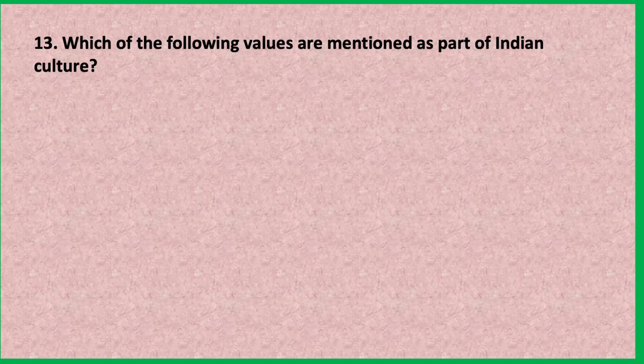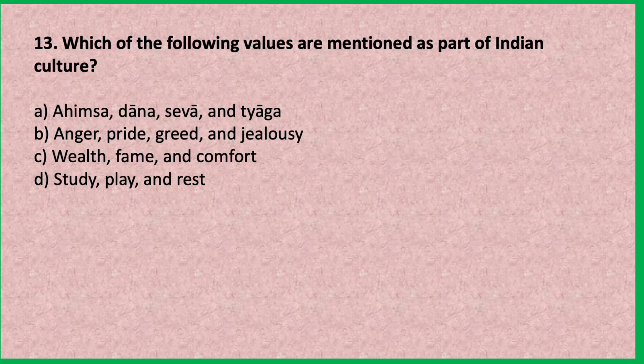Which of the following values are mentioned as part of Indian culture? Options are ahimsa, dana, seva and tyaga, anger, pride, greed and jealousy, wealth, fame and comfort, study, play and rest. So, the values mentioned as part of Indian culture are ahimsa, dana, seva and tyaga. Dana means giving, seva means service, tyaga sacrifice.